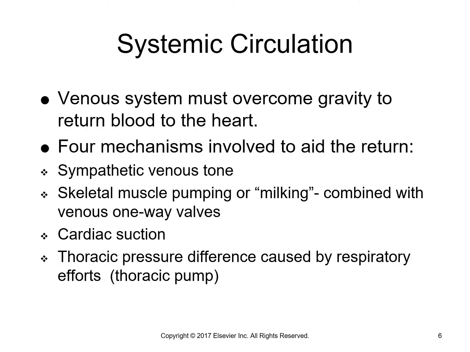All right. So the venous system must overcome gravity to return the blood flow back to the heart. There are different mechanisms that help that return. The sympathetic venous tone is one of them. The skeletal muscle pumping, or the milking, which is combined with the one-way valves. Your veins have those one-way valves. The cardiac suction, which is kind of like Frank-Starling's law. This is talked about on page 215 in Egan's. And then the thoracic pressure differences caused by the respiratory efforts.